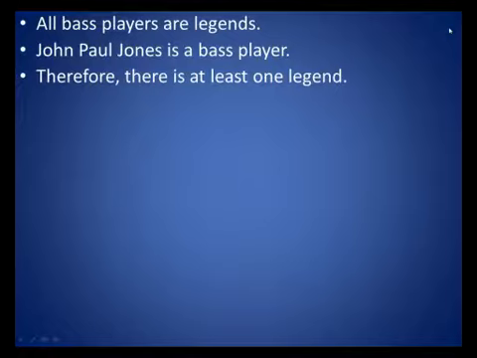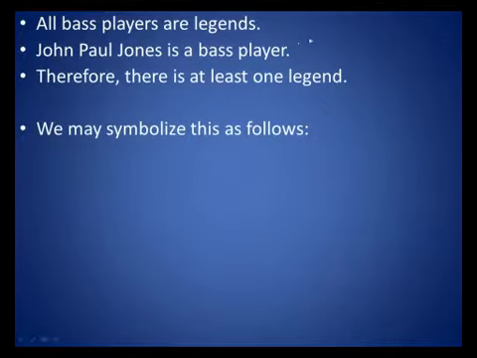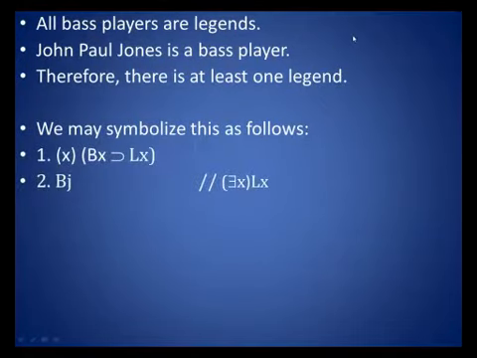So let's look at an example. All bass players are legends. John Paul Jones is a bass player. Therefore, there is at least one legend. We can symbolize this as follows. For all x, if x is a bass player, then x is a legend. John Paul Jones is a bass player. Therefore, there exists at least one thing that is a legend.